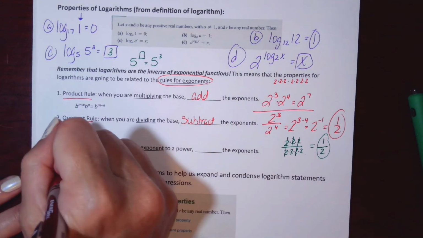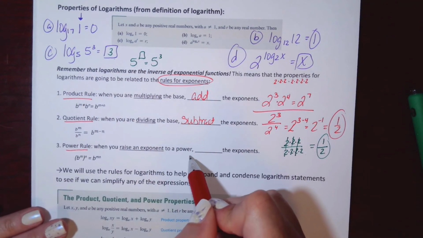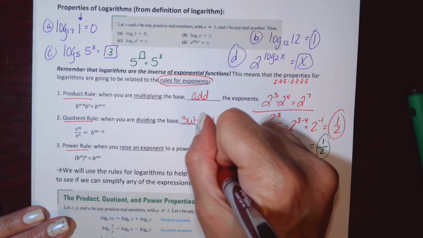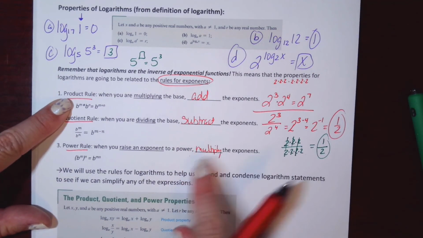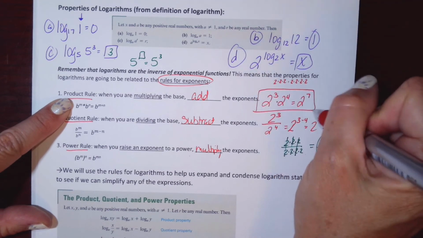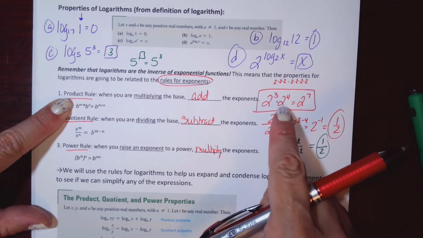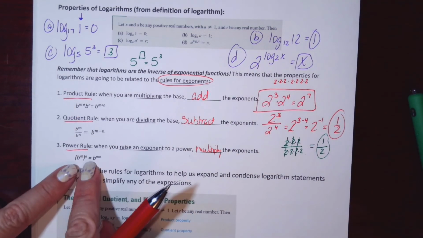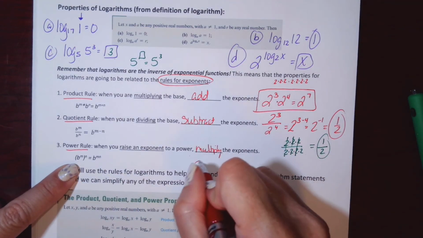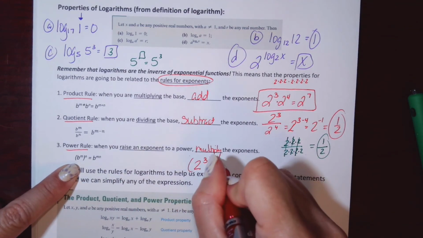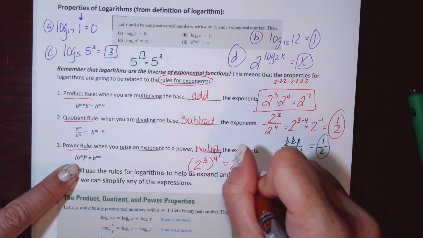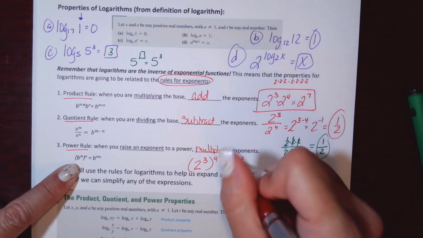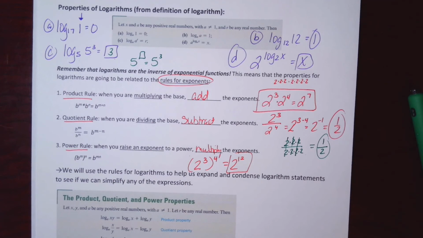Power rule tells me that when I raise an exponent to a power, I'm going to multiply the exponents. Now, this is different from my product rule. In my product rule, I have that base repeated, 2 to something, 2 to something. With my power rule, I only have the base written once, but I have an exponent raised to another exponent. In this case, I'm multiplying those exponents together.